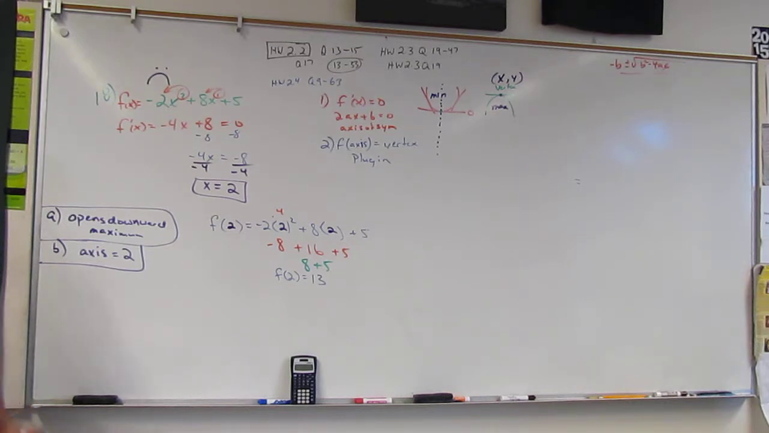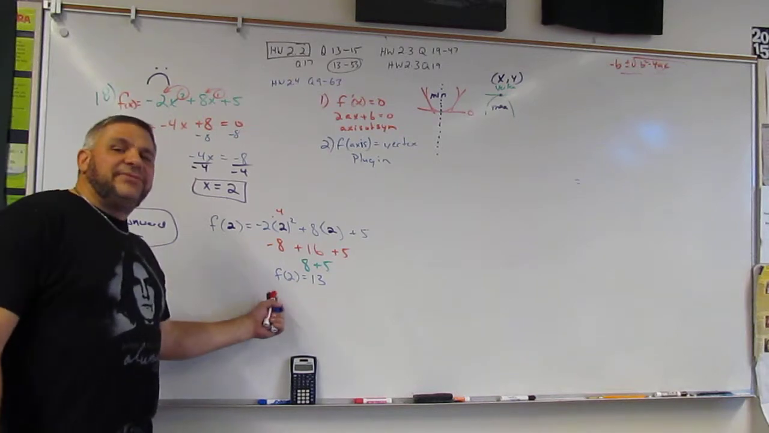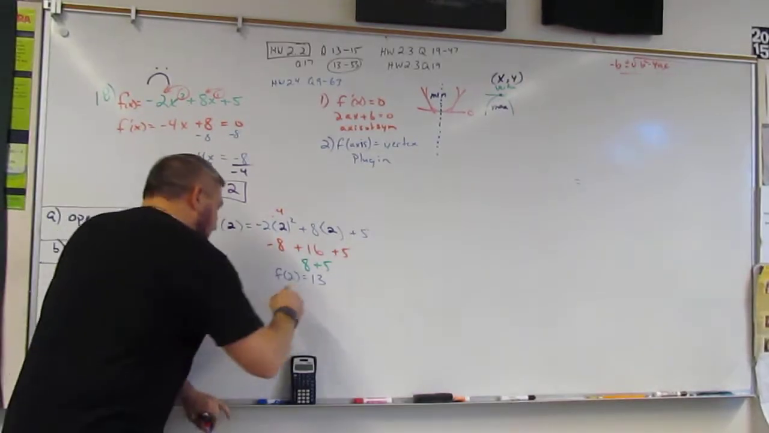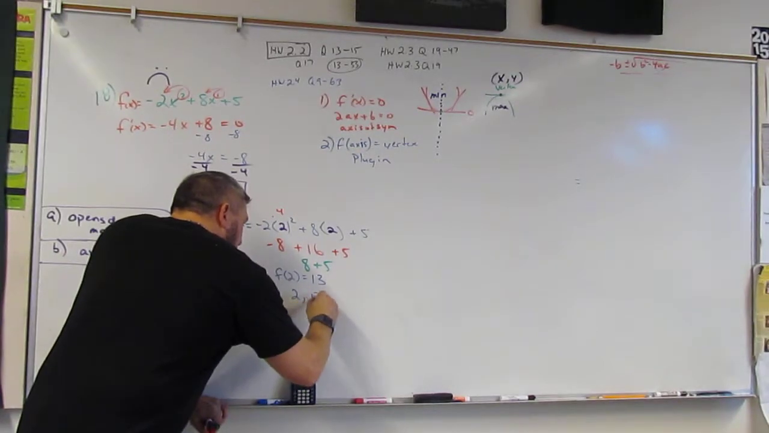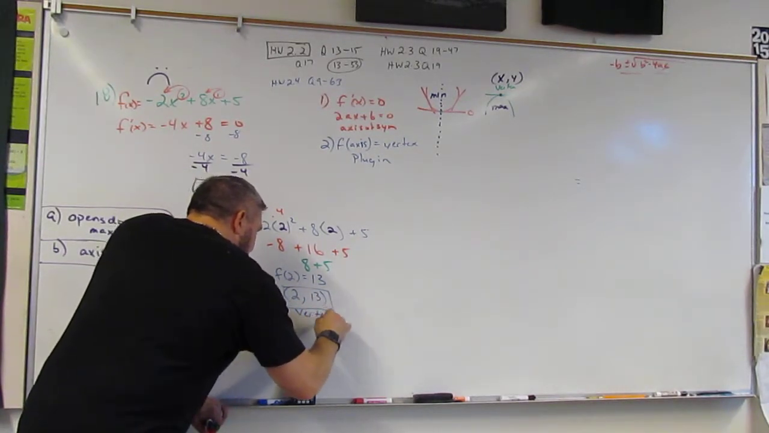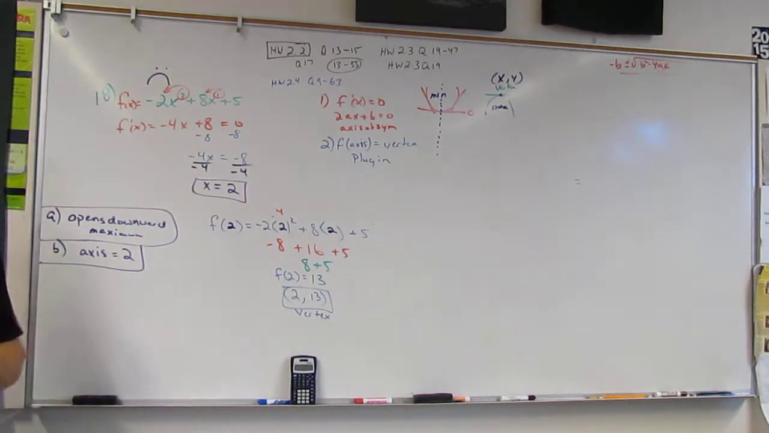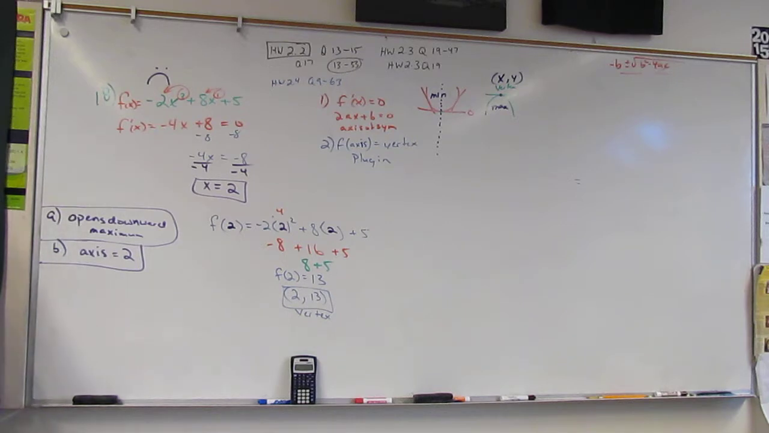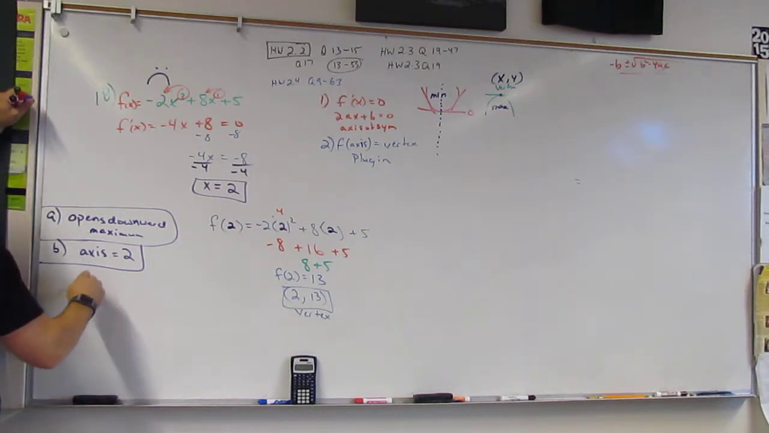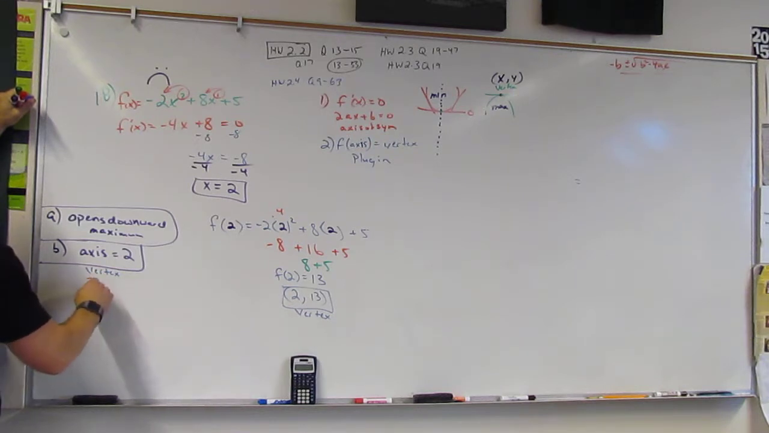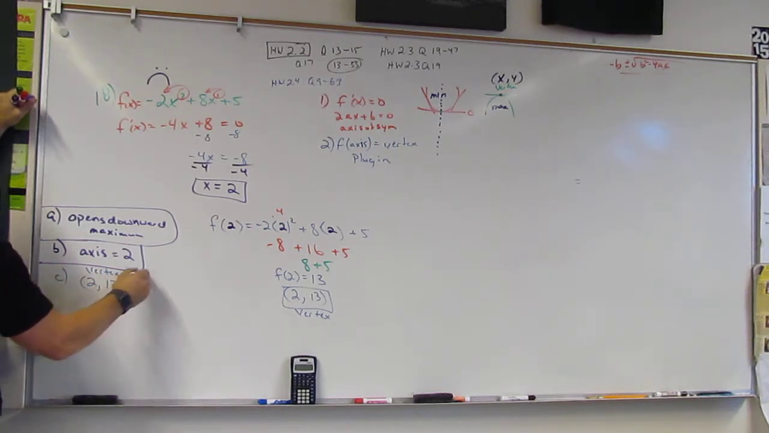And the reason why we put it in this f of 2 equals 13 is for this reason. 2, 13. Look at that. There's my vertex. It's already kind of in the formula. You see what I'm saying? The form of the vertex. It's in the coordinate form. 2 and 13. And that was part C.